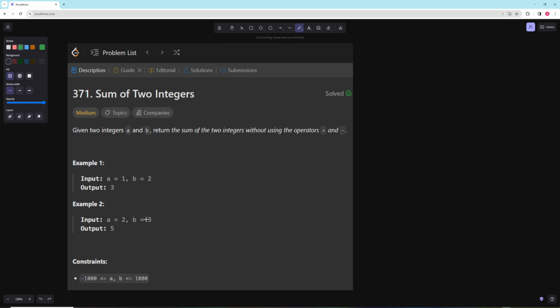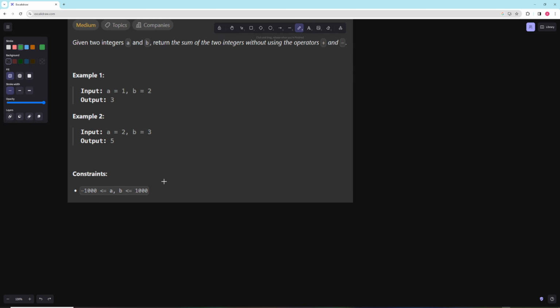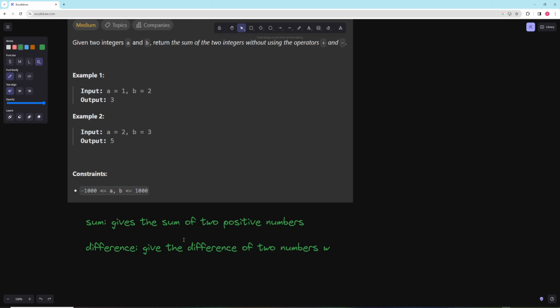We don't have to figure out how to get the output. It's just a basic sum, or you should return a basic sum. But essentially what we're going to do is write two functions. We're going to write a function sum, and it will give the sum of two positive numbers. Notice the constraints: numbers can be negative. And we're going to write difference, and it will give the difference of two numbers where a is greater than or equal to b.